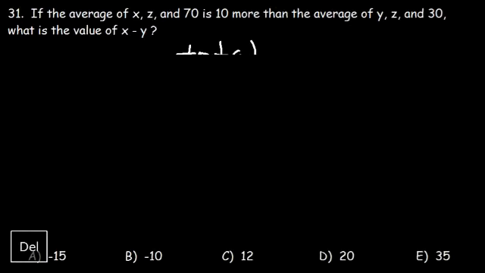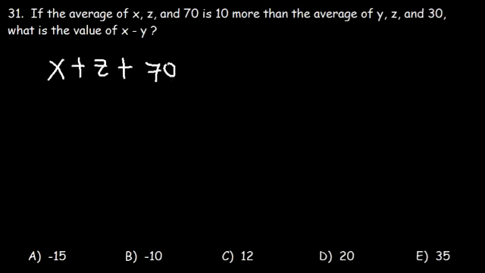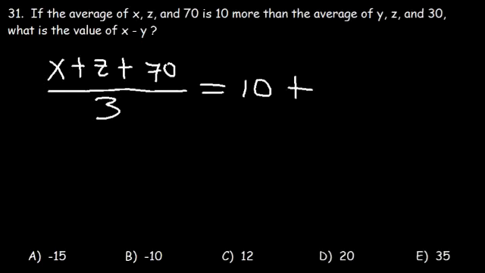But now let's see if we can use that to solve this problem. So if the average of x, z, and 70, the average of those three numbers is the sum x plus z plus 70, like we did 10 plus 11 plus 12. And then because we have three numbers, the average is going to be the sum divided by 3. So that is equal to 10 more than the average of y plus z plus 30 divided by 3. So that's the equation that we have.